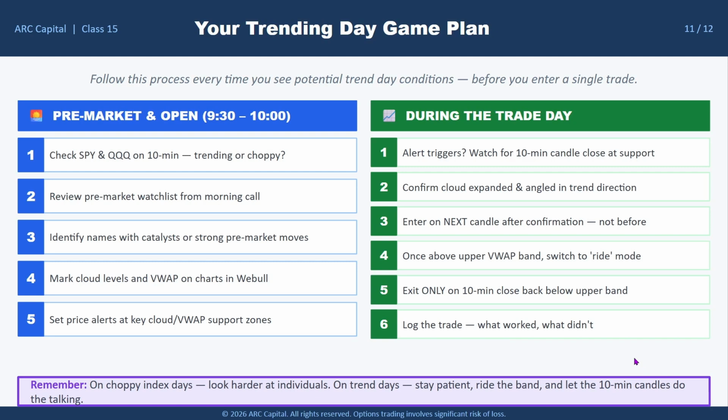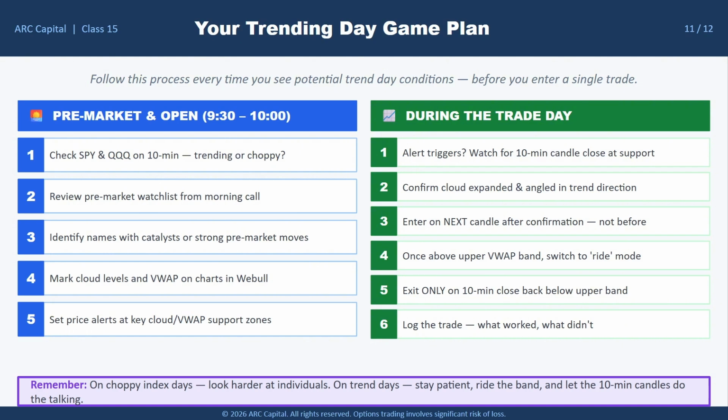Cool. So, your trendy day game plan. Follow this process every time you see potential trendy day conditions before entering a single trade. During the pre-market slash open, that first 30 minutes, like I mentioned before, check SPY cues on the 10-minute. Is it trendy? Is it choppy? Are you seeing cloud expansion? Are you seeing the VWAP start to point upwards?